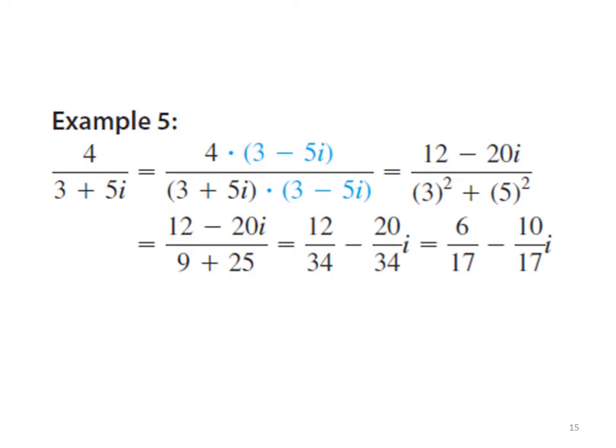Now you want to write this in the standard form. The sum here is 34 in the denominator, so you can write it as 12 divided by 34, then minus 20 divided by 34 times i. This form, the final result, is 6 over 17 minus 10 over 17 times i. This is written in the standard form.